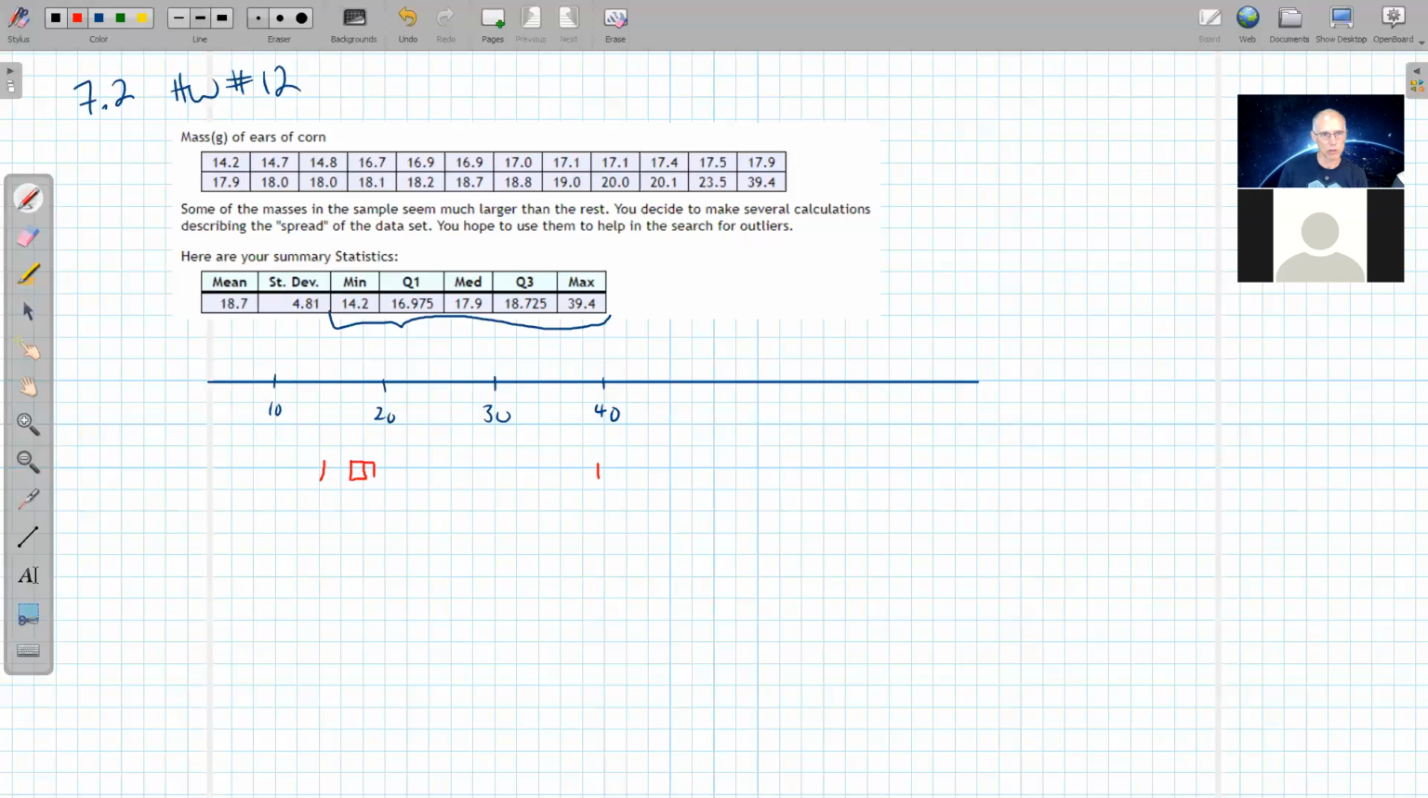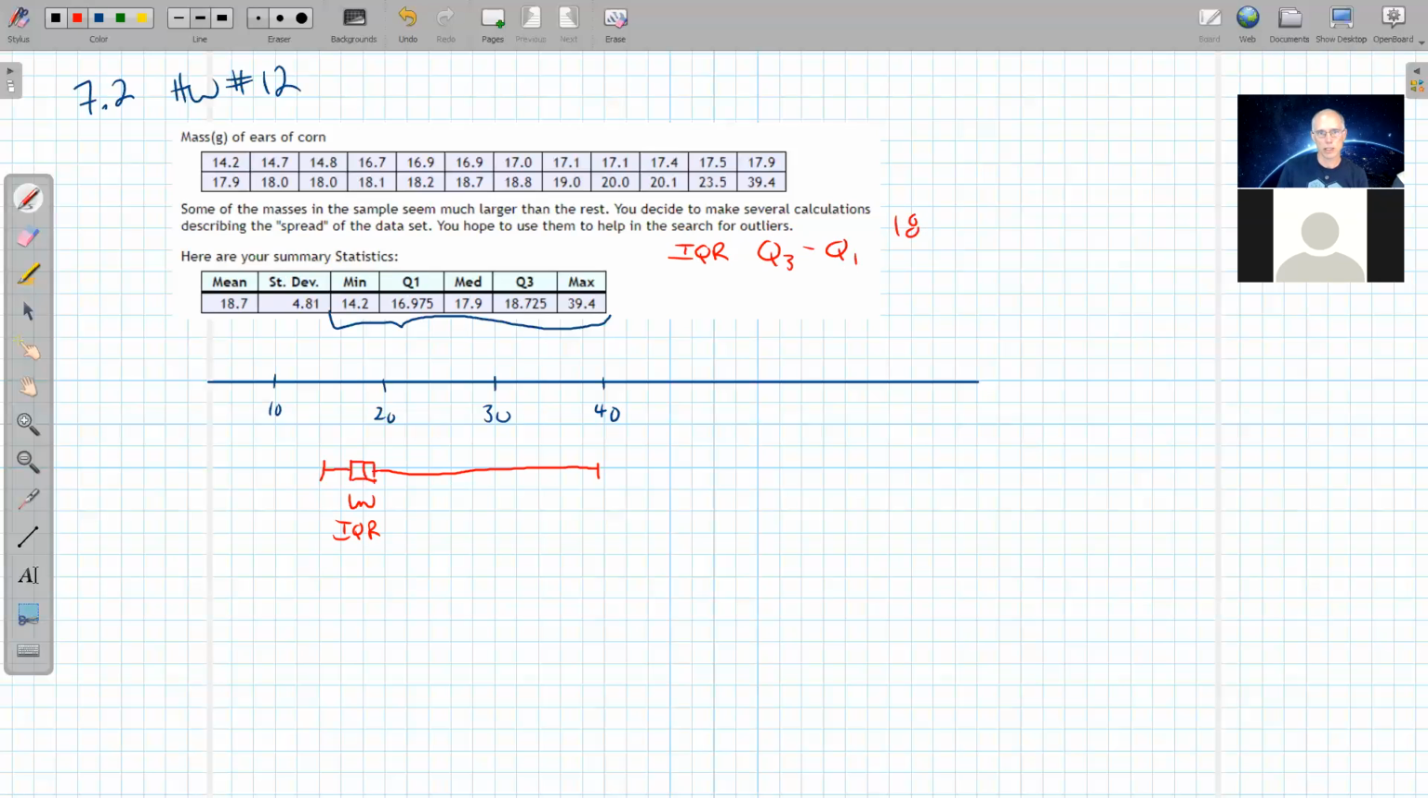So the box always goes from Q1 to Q3, and then the whiskers head out from there. So this would be a box plot for this data. Sorry, it's a little crammed. And then to look for outliers, we take the width of the box, that's called the IQR. I didn't recalculate that for you, so we would have to find that. To find the IQR, we take Q3 and subtract Q1.